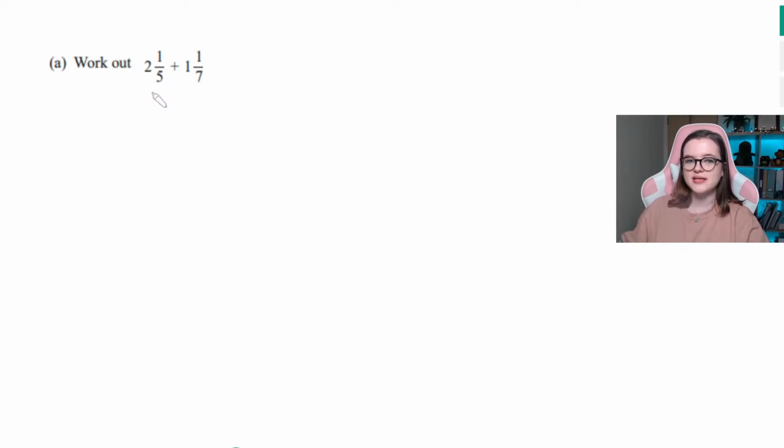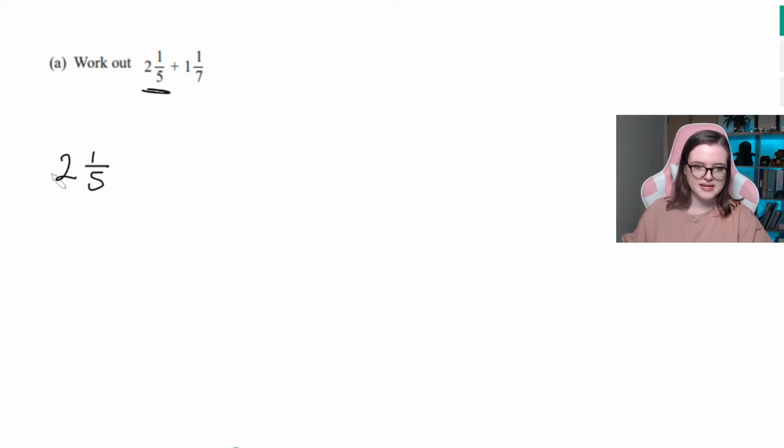Okay, the next one: work out 2 and a 5th plus 1 and a 7th. This is what we call a mixed number or a mixed fraction, right? And those I do not like. So what I always do is convert any mixed number I see anywhere in my paper to an improper fraction, which is essentially just a regular fraction, number on top of number, with no big numbers around. So how we do that: I'm going to write it out here so I can see it a bit better, separated from the question.